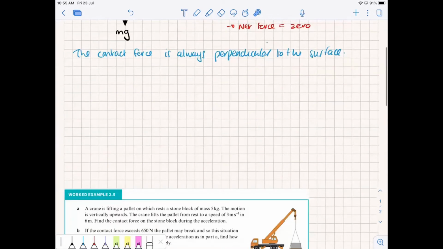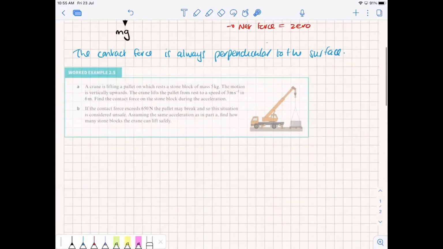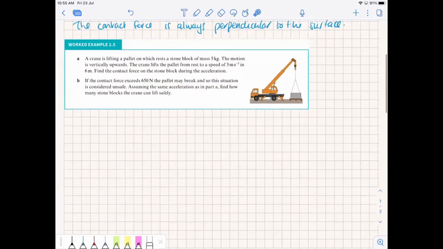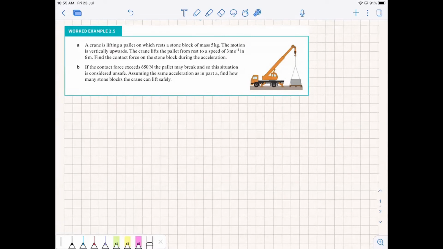Okay, let's go and fetch today's example, nice and easy one. So here we have a lovely little crane, and it's lifting pallets, right? And on the pallets, we have stone blocks. Well, we have a stone block in the first one, okay? And its mass is 5 kilograms. The motion is vertically upwards. The crane lifts the pallet from rest to a speed of 3 meters per second in 6 meters, right?